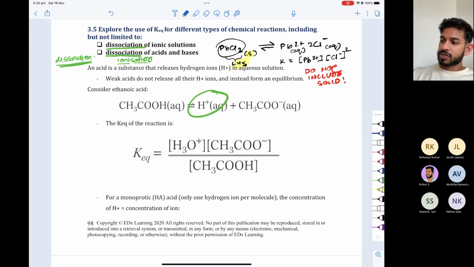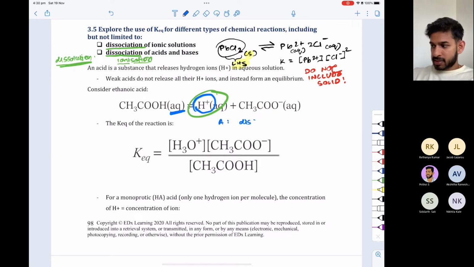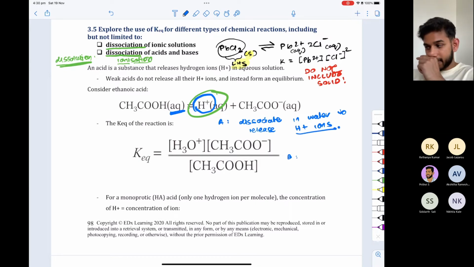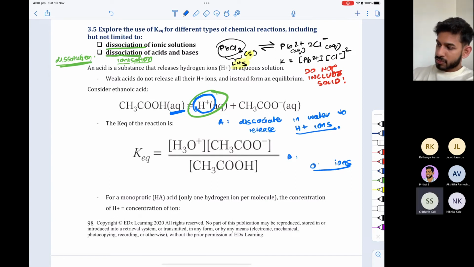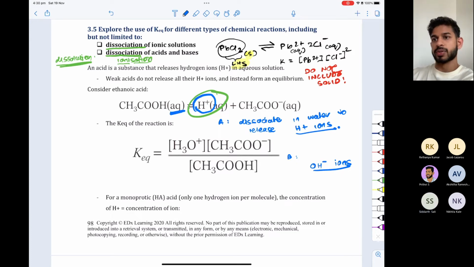And it's that acids dissolve or dissociate in water to release hydrogen ions. What about a base? It's the exact same definition, but instead of hydrogen ion, what word are we going to use in front of the ion? Hydroxide. Very good. The OH minus, or the hydroxide ion.